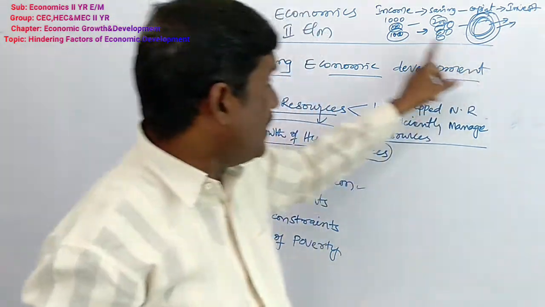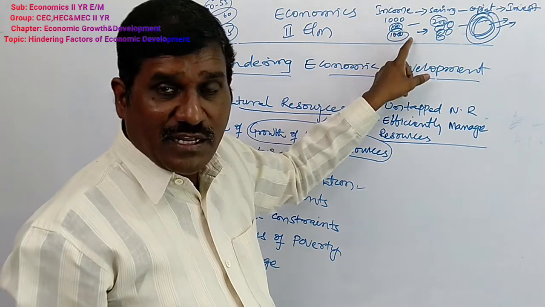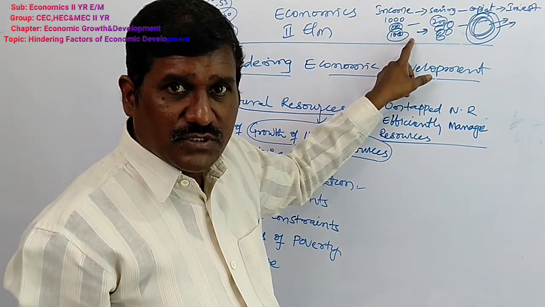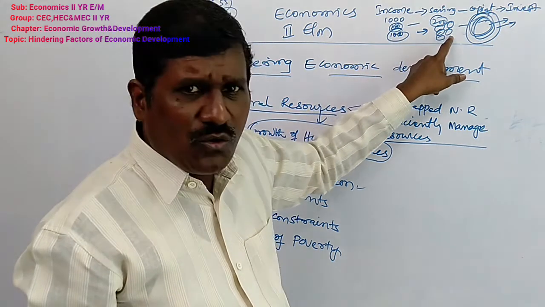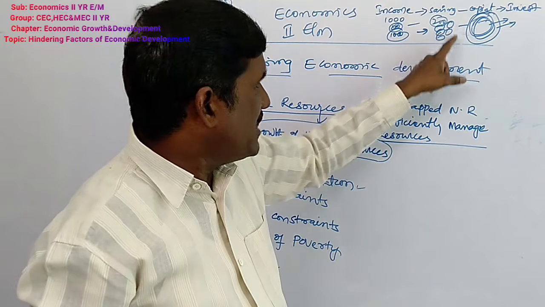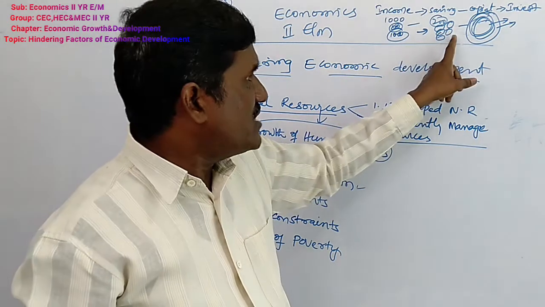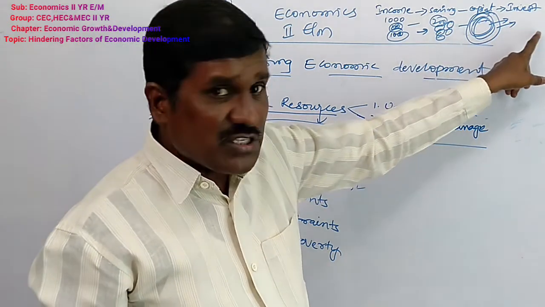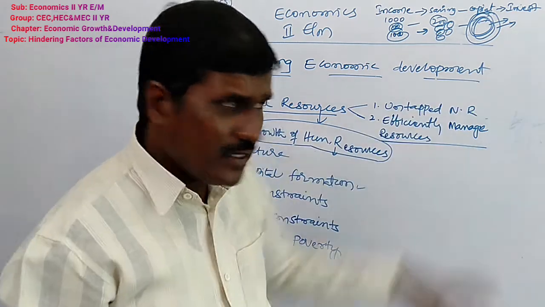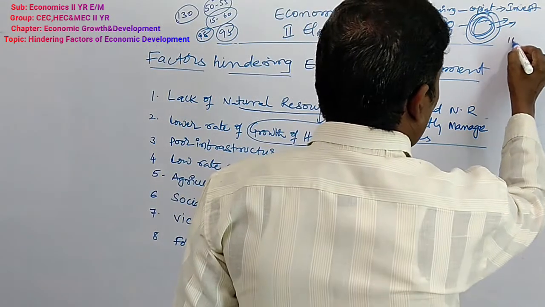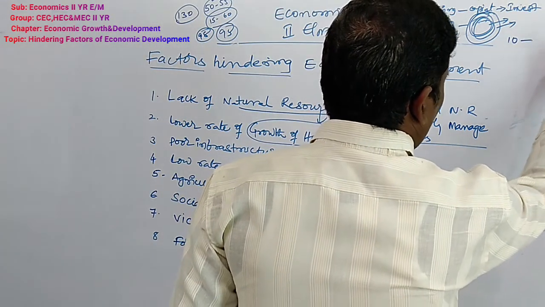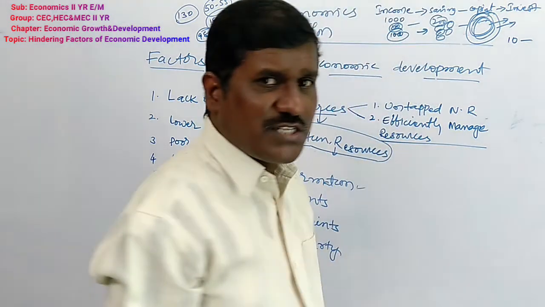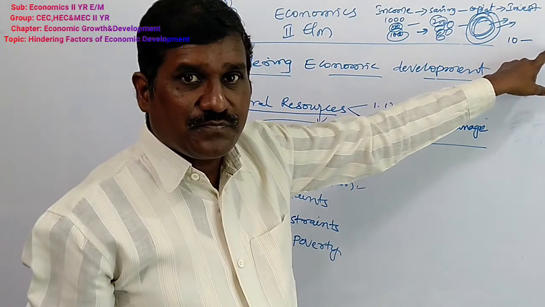But what happens here? Most of the people are getting a low level of income. As a result, their saving is zero, or if there is saving, it is at a lower level. Then the capital is very low, while the investment needed is very high. For example, the saving is only 10%, but the investment needed is 100%.